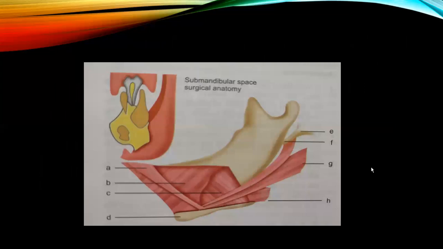So here is the diagram. Here is the anterior belly of digastric. This is the mylohyoid muscle. This is the hyoglossus muscle. This is the hyoid bone. This is the styloid process. And then there's also a stylohyoid ligament. Then this is the stylohyoid muscle. This is the posterior belly of digastric muscle. And this is the middle constrictor of pharynx muscle.